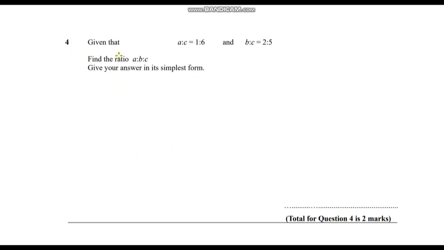Question number 4. Given that the ratio a to c is 1 to 6 and the ratio b to c is 2 to 5, find the ratio a to b to c. Give your answer in its simplest form. So we've been given 2 ratios. Let's write this down. We've got the letters a, b, and c. The ratio a to c is 1 to 6. And we're also told that the ratio b to c is 2 to 5. Now, we need to find the ratio a to b to c.